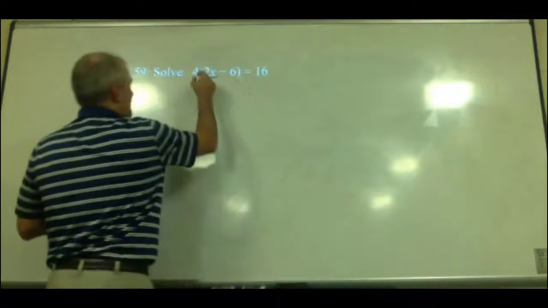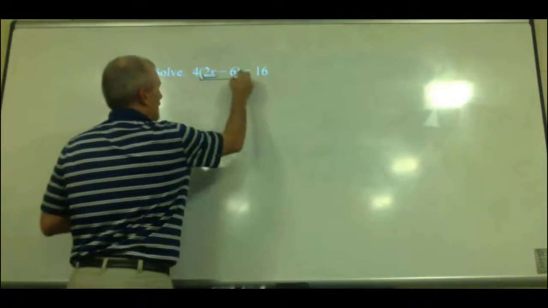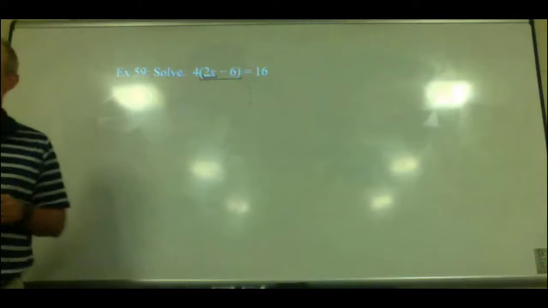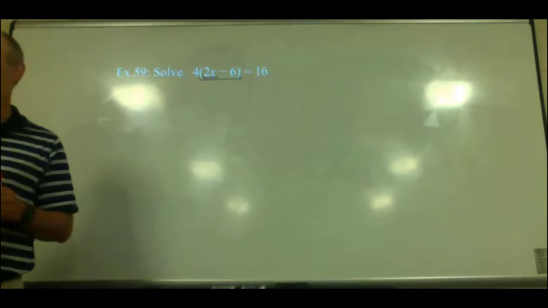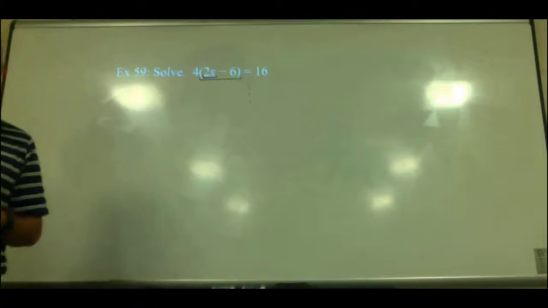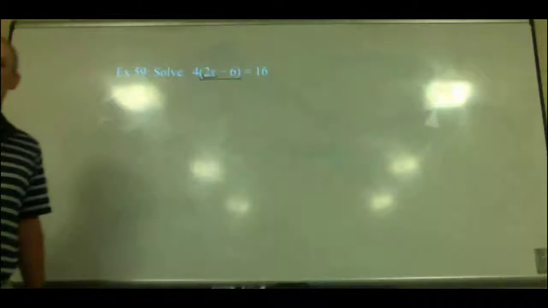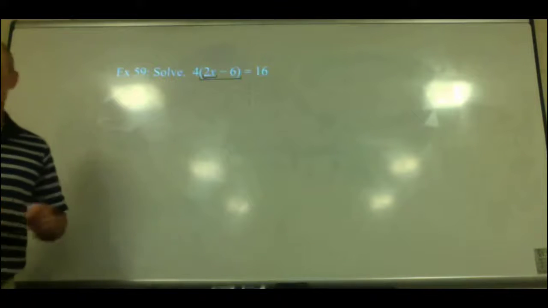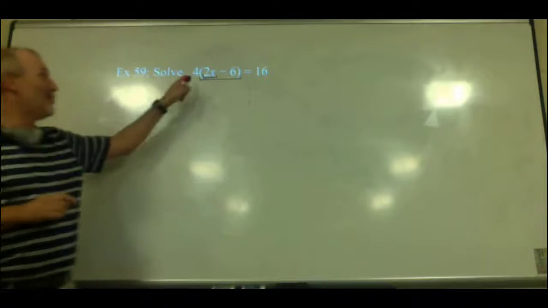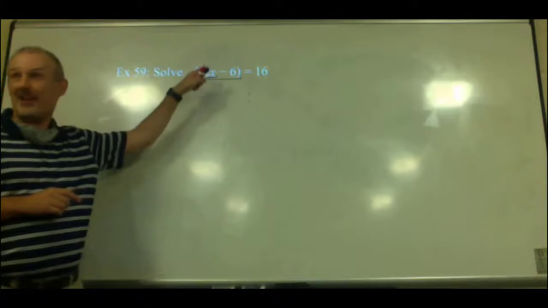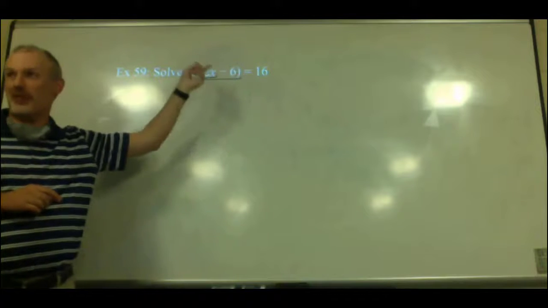So let me use green. So the next layer is that. So the first thing we have to get rid of is the outside. That's the 4. Okay, now who can tell me, again, they're getting longer, I understand, who can tell me how we get rid of the 4? Division. Divide by 4. This is 4 times the parentheses, right?